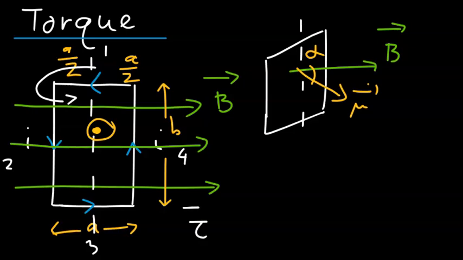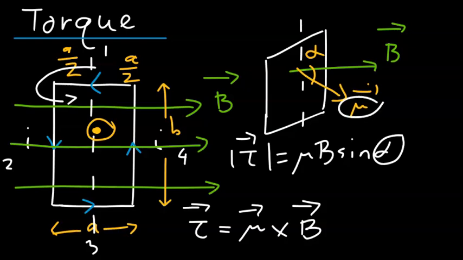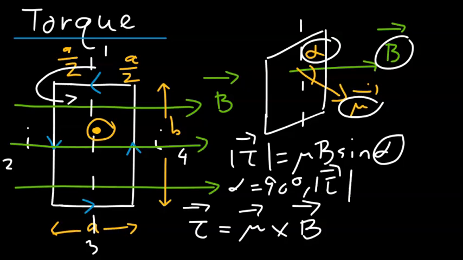One could summarize the torque in the following manner in terms of magnetic moment. It is given by this cross product between the magnetic moment and the magnetic field. So the magnitude of the torque is quite simply mu B sine alpha, where this alpha is the angle between the magnetic moment and the magnetic field. That is the alpha. When alpha is 90 degrees, sine 90 is 1, the magnitude of that torque is maximum.